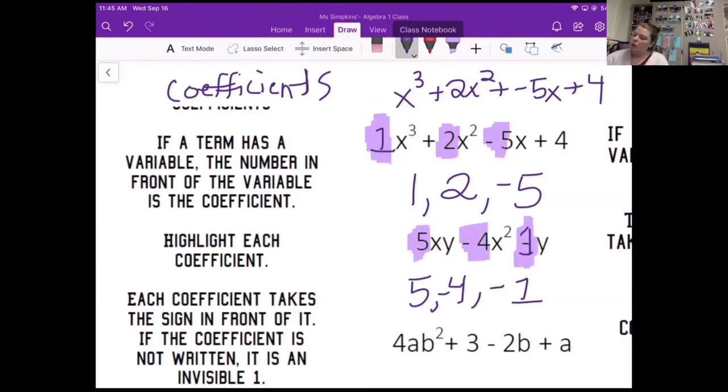And then the last one had three coefficients, 4, -2, and again, we had that imaginary 1 in front of that A, and that would also be a coefficient. So my three coefficients for that last one were 4, -2, and +1 this time. Cool? All right, last word that we need to talk about is a constant.